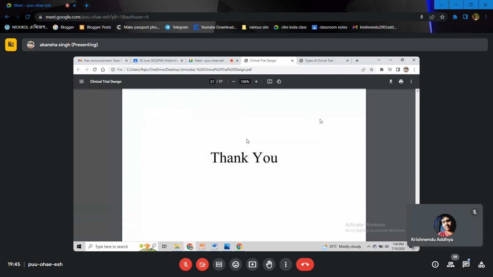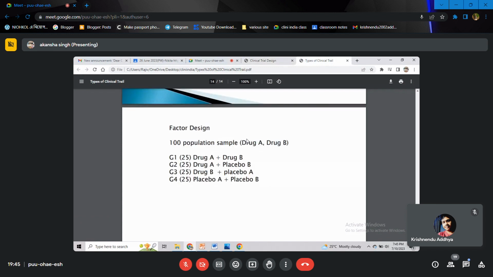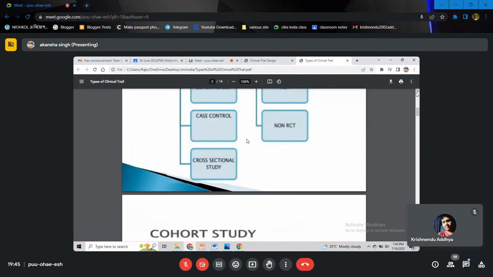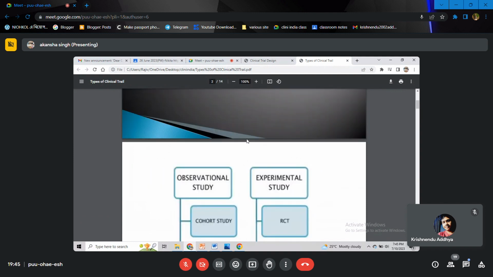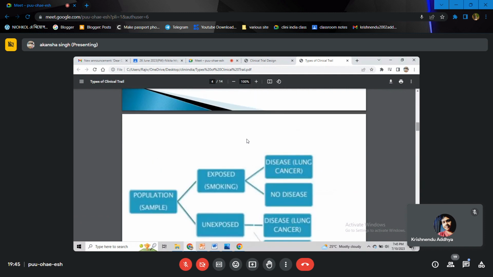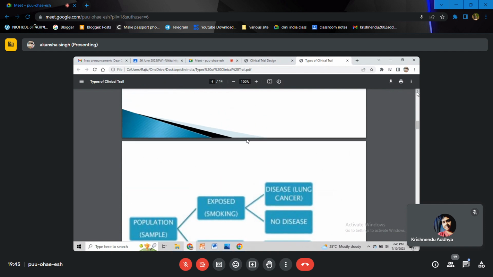So next we have observational design. First is your cohort study. Cohort study means a prospective study. Prospective means we have to see the future based upon the present. You analyze the data now and predict the future, what could be the outcome. So it becomes your prospective design or cohort study.